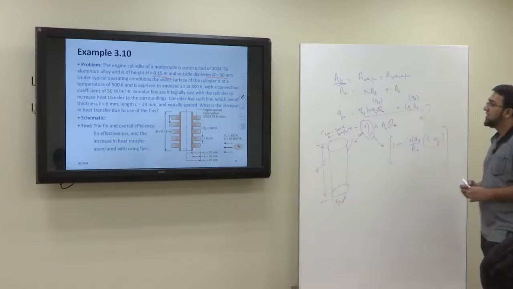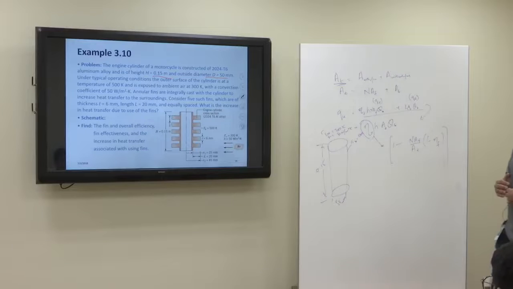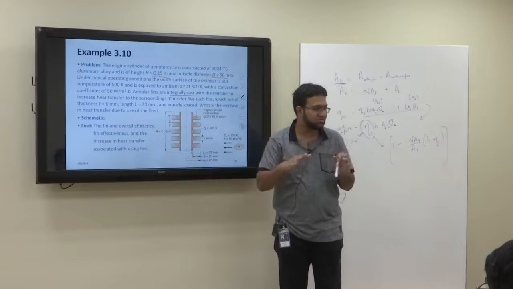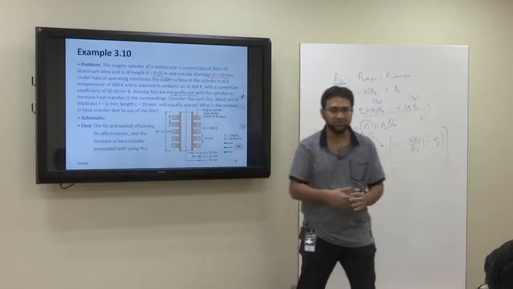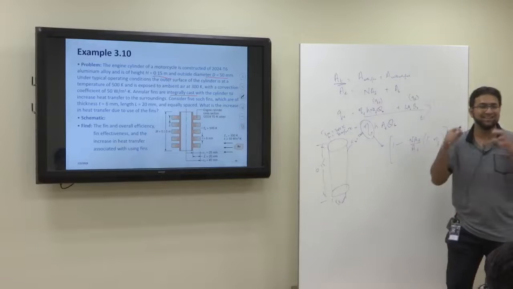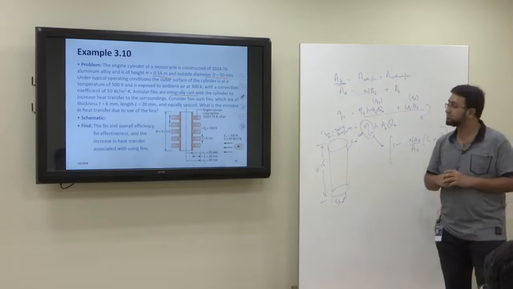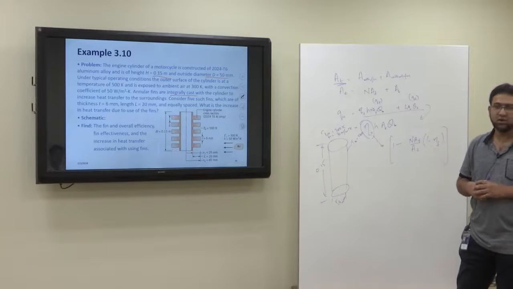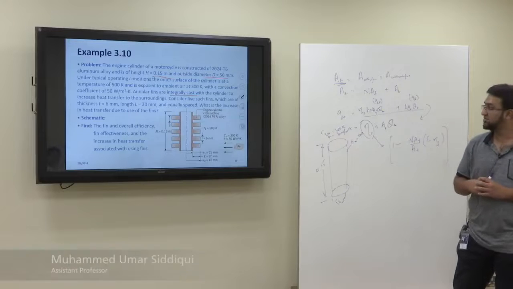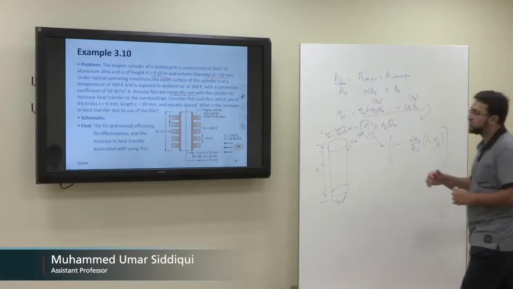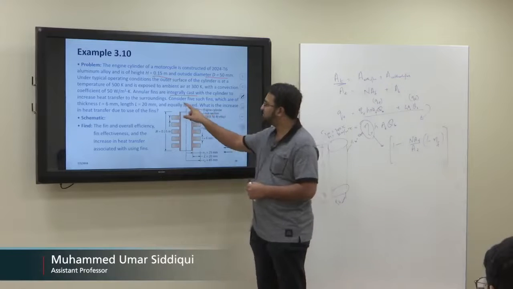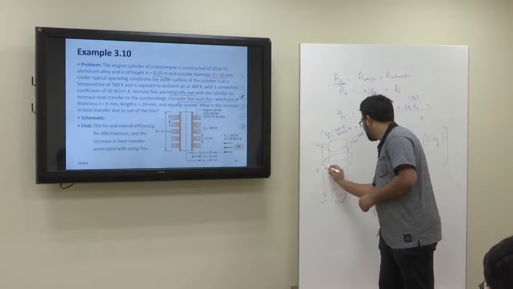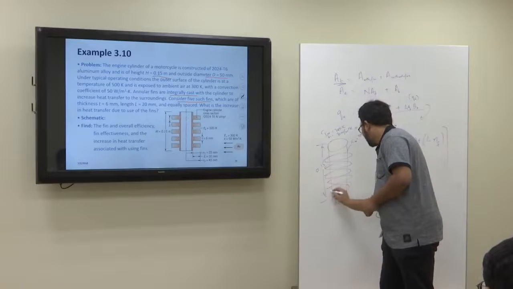Okay. Annular fins are integrally cast. How are the fins placed? Integrally cast. So there is no contact resistance. They are already a part of this thing. Integrally cast with the cylinder to increase heat transfer to the surroundings. Obviously, fins are there to increase heat transfer to the surroundings. Consider 5 such fins. So now how many fins they placed? 5. So 1, 2, 3, 4, 5.